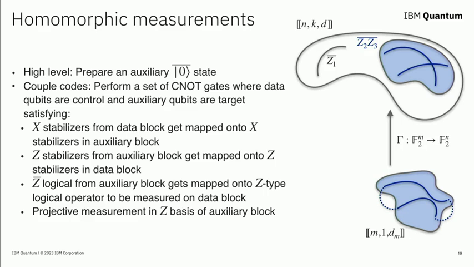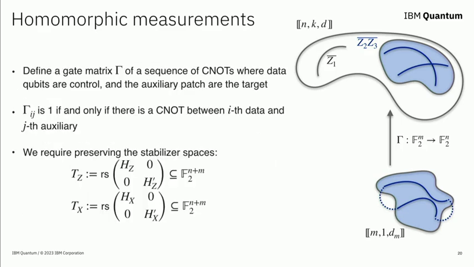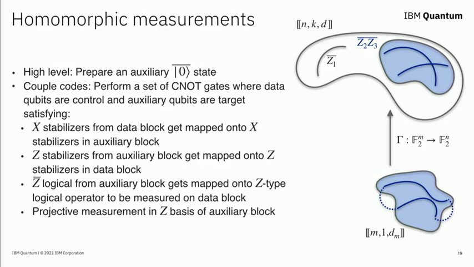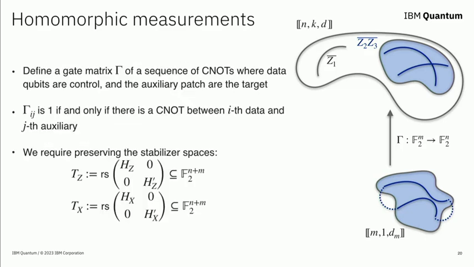Okay, and then in order to read out our logical Z measurement, we just read out everything projectively in the logical Z basis in the auxiliary code block, okay? And you can translate this set of conditions that I wrote in words into a set of conditions on the parity check matrices, which were nicely summarized in the last talk.